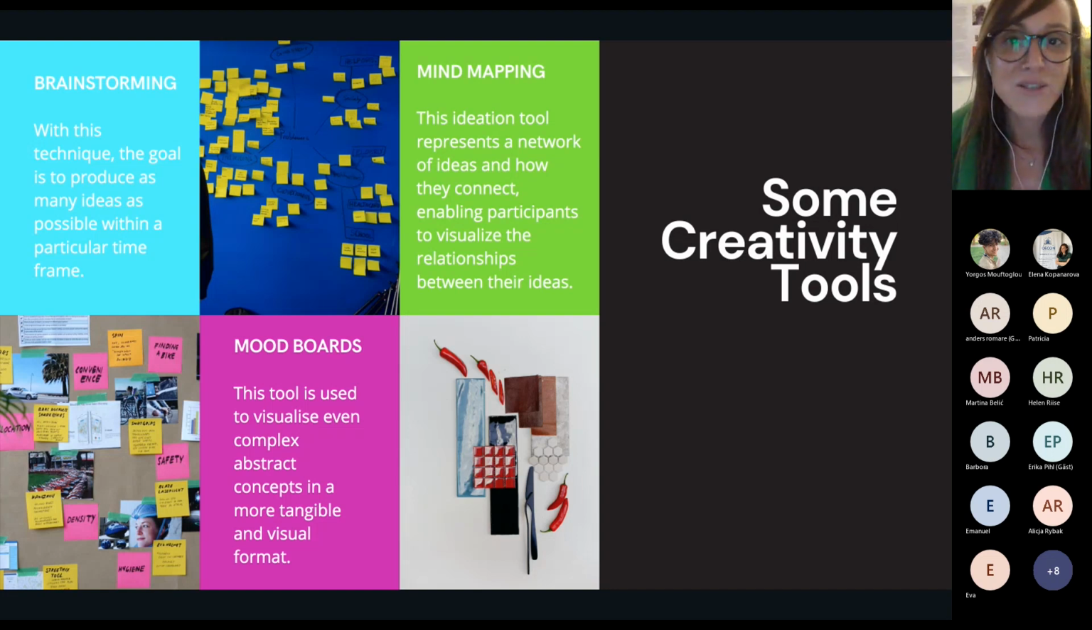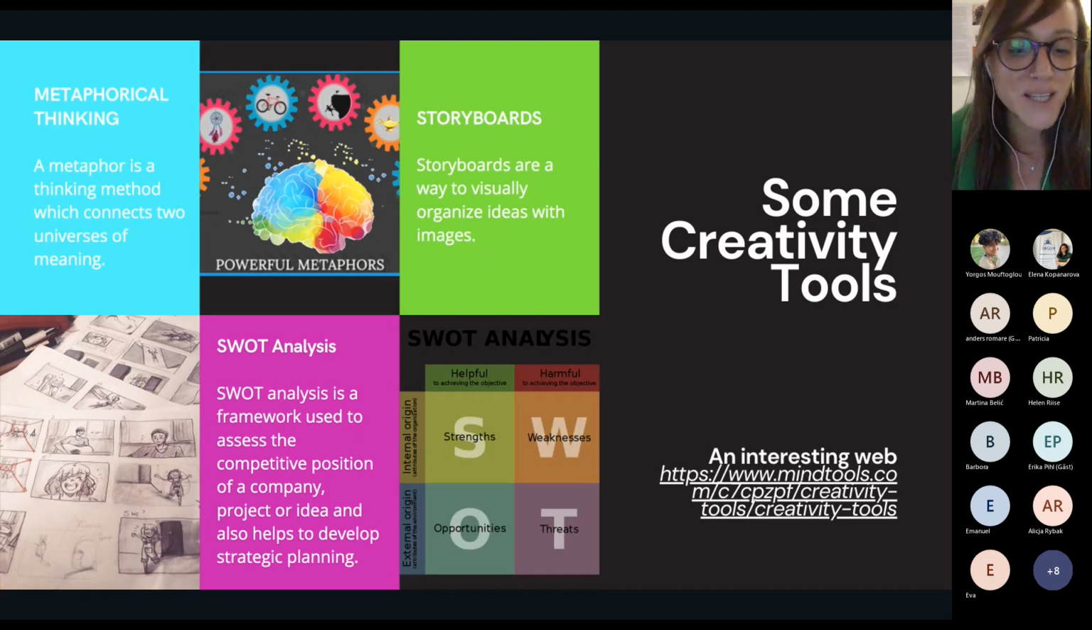Interesting. So if you have the possibility, try to use it. Then we have, of course, the storyboard. As you know, the storyboard was invented by Walt Disney in 1928.